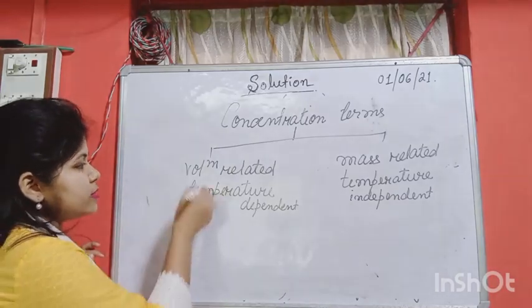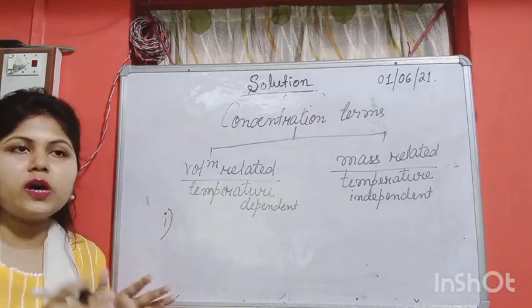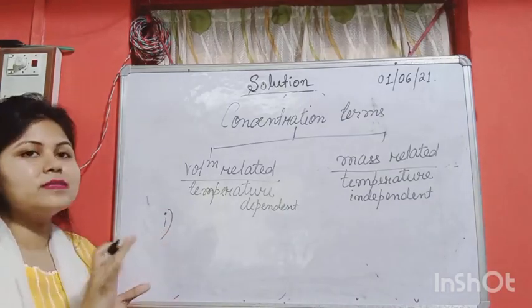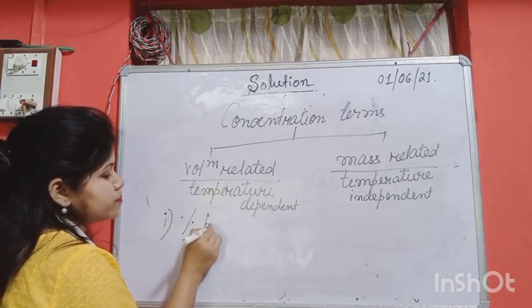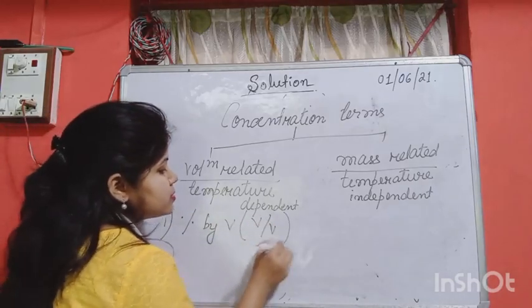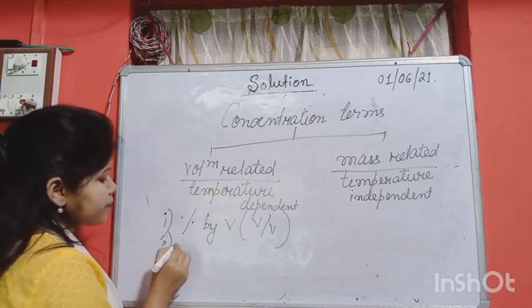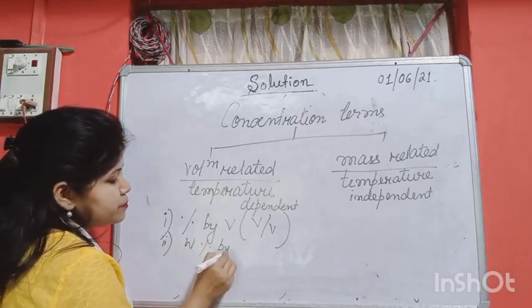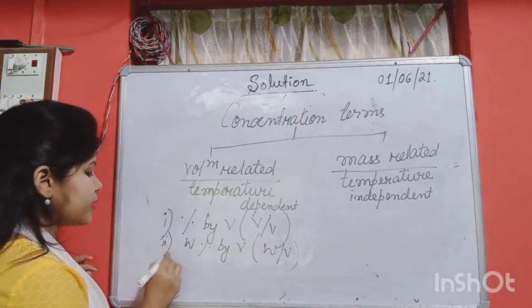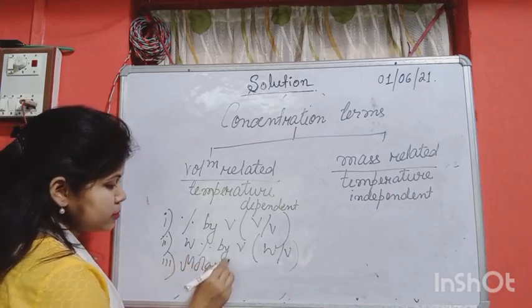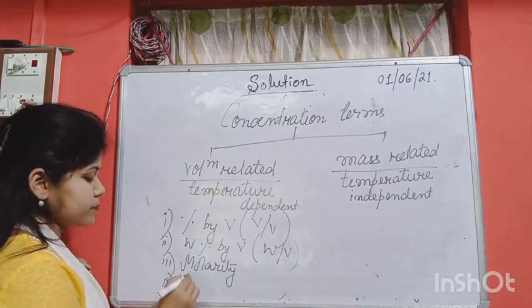So under the volume related, the first one is the concentration terms which you have got in your first year syllabus, some basic concepts of chemistry. In that chapter you have got about the mole concept and all. The percentage by volume, that is V by V percentage, is volume related, it is temperature dependent. Next, number 2, weight percentage by volume, that is very very important, W by V. The third one is molarity. This is also temperature dependent. And the fourth one is normality.